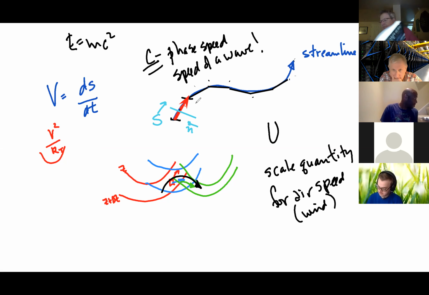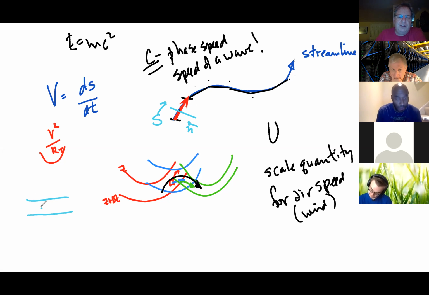Not that you would ever care, but for instance, just to give you some idea, imagine that I've got a set of isobars going this way. Do you agree that the velocity of the winds is this way? So that's S. Now, if I do S hat, what does that make it? A unit vector. Okay, so that's the S direction. Then N would be to the left, and that would be N hat.